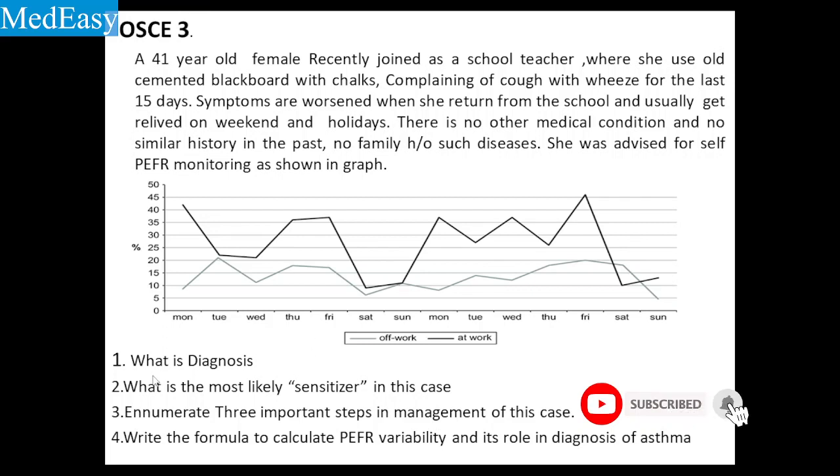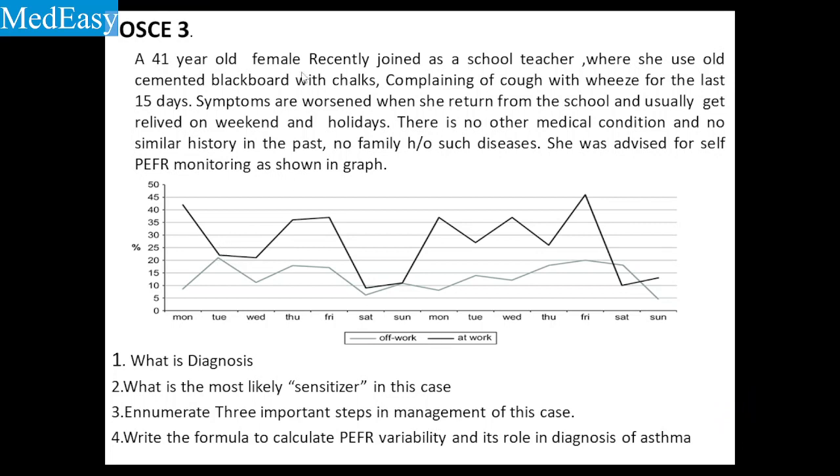Alright. So we have to answer based on this clinical information given to us. What is the diagnosis? What is the most likely sensitizer in this case? And we have to enumerate the 3 important steps in the management of this case, and we have to write the formula of PFR variability and its role in the diagnosis of asthma.